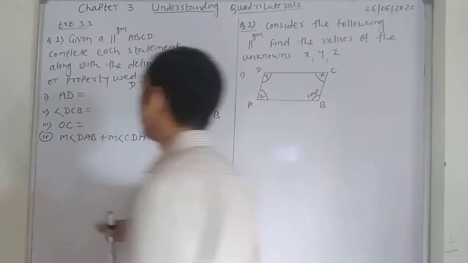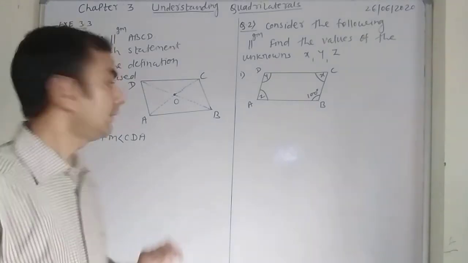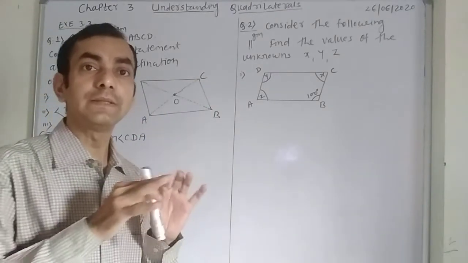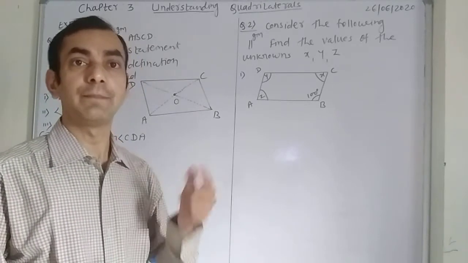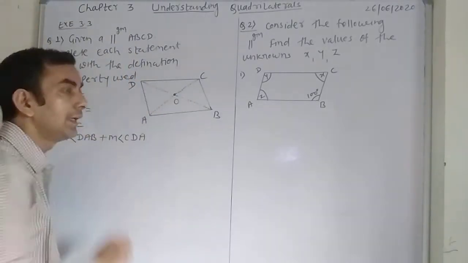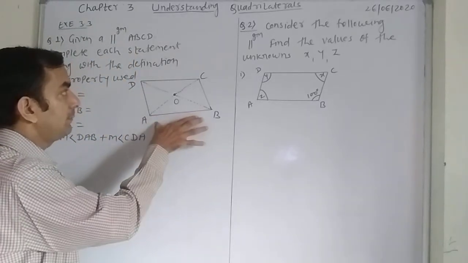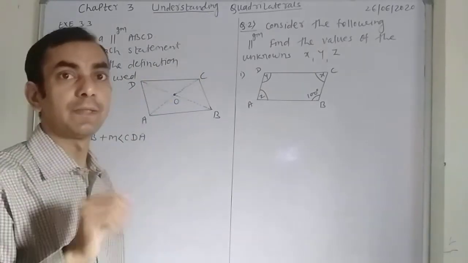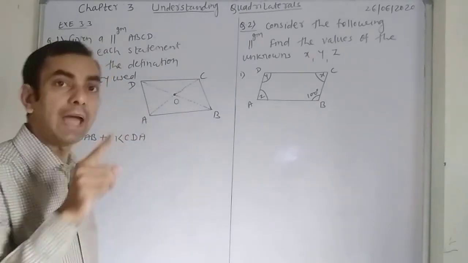The first example in this exercise 3.3 gives a parallelogram ABCD. If I take any parallelogram, then almost all the results depend on the parallelogram's properties, which are important. So here A, B, C and D form the parallelogram. In a parallelogram, opposite sides are equal. AB equals CD, and BC equals AD. Then the opposite angles are also equal.